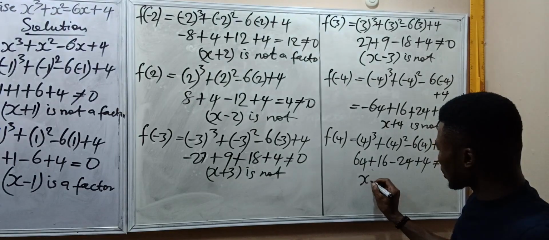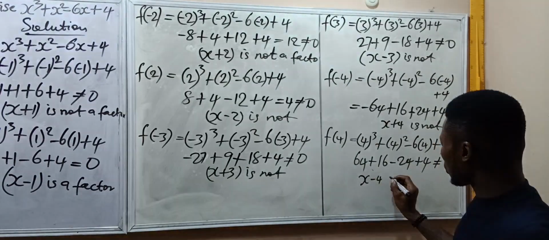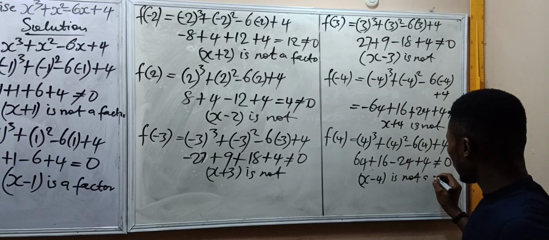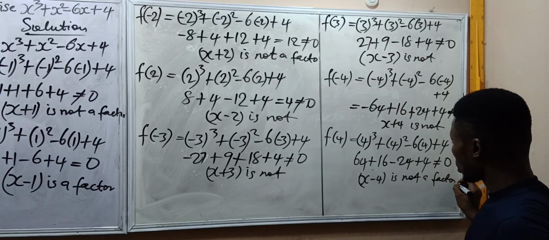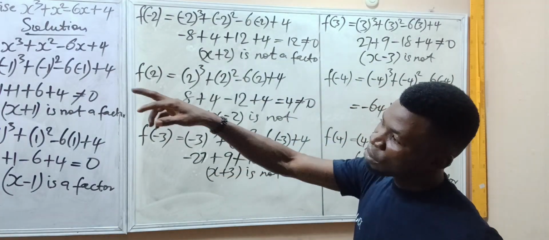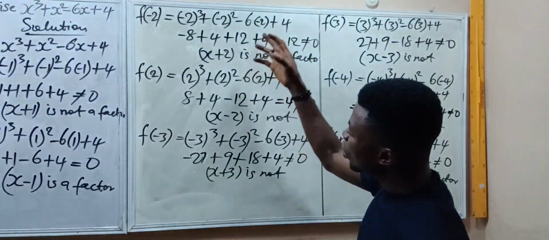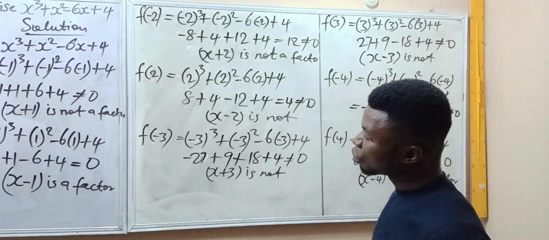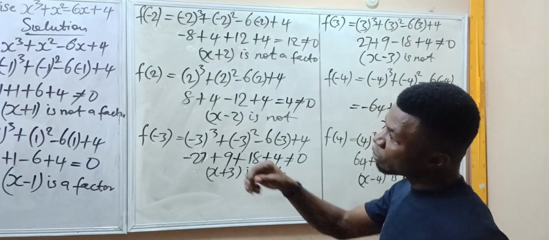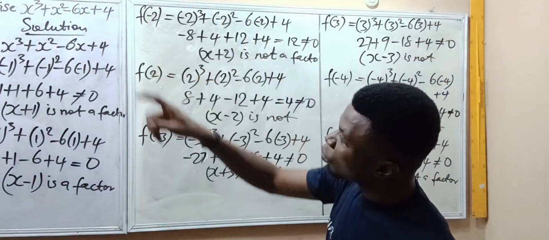So x minus 4 is not a factor. Now at this point, what do we do? We now use the division technique. Since we start from 1 to 4 and we are able to get only one that is a factor, we now use that one that is a factor to divide the equation itself.